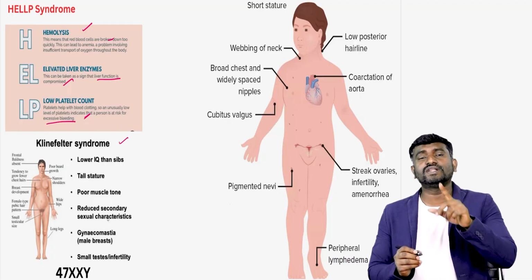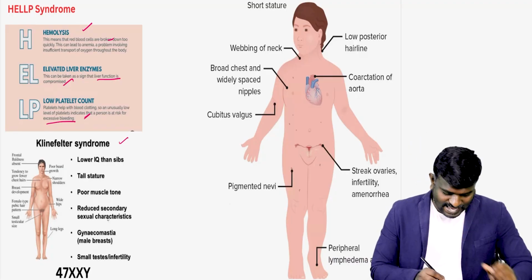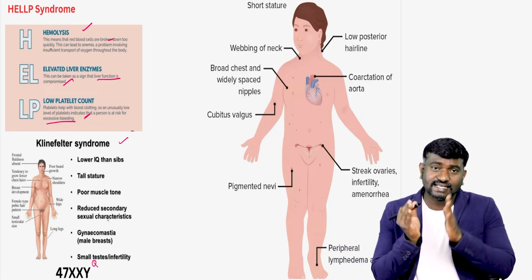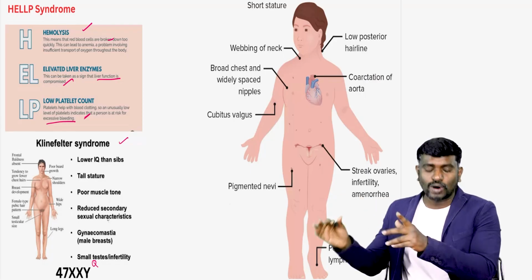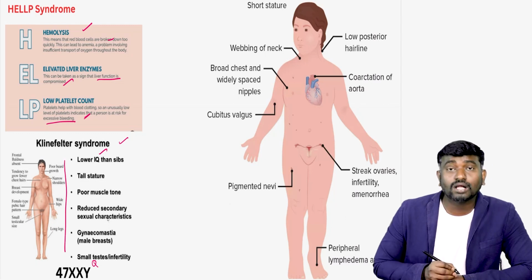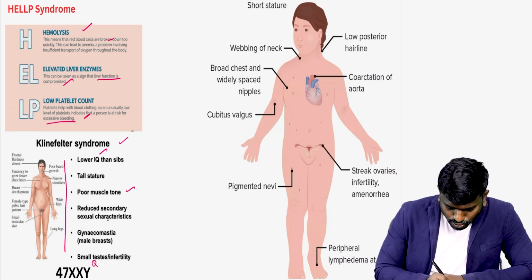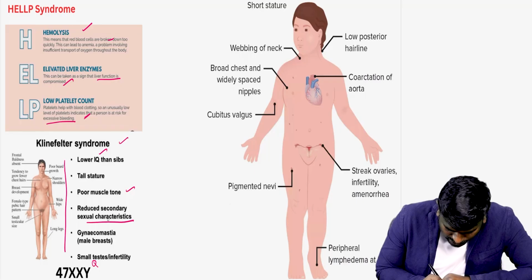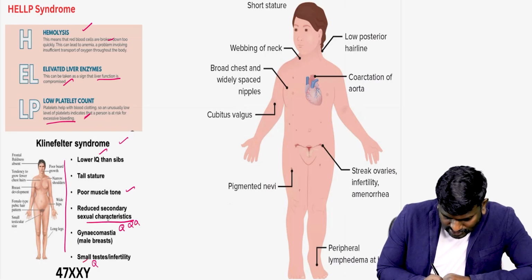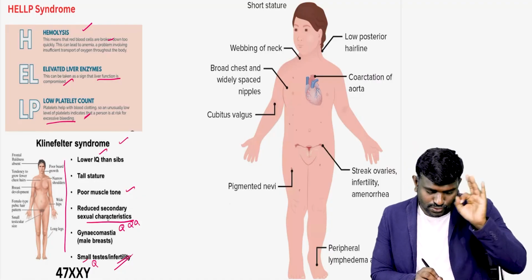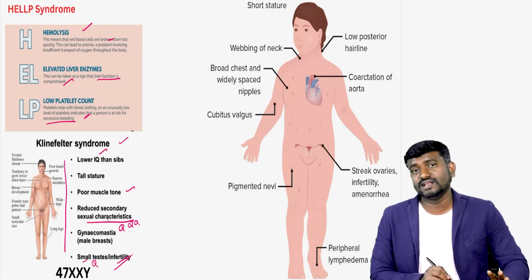Now, Klinefelter syndrome. First, remember it is due to 47XXY. Let's revise. Klinefelter's 47XXY. The patient is going to have what? Lower IQ. He or she is going to have what? Tall stature. Good. Poor muscle tone, reduced secondary sexual characteristics. At least remember gynecomastia, male breast is seen, along with small testes and infertility. Let's revise. Lower IQ, gynecomastia, reduced secondary sexual characteristics, and small testes or infertility.